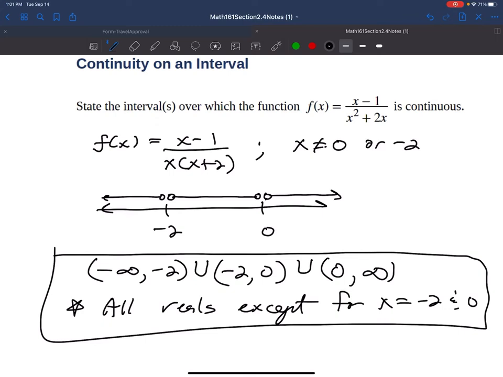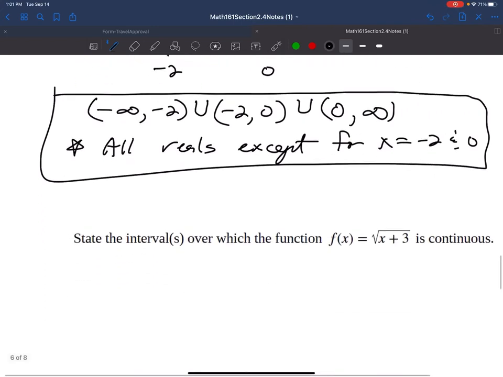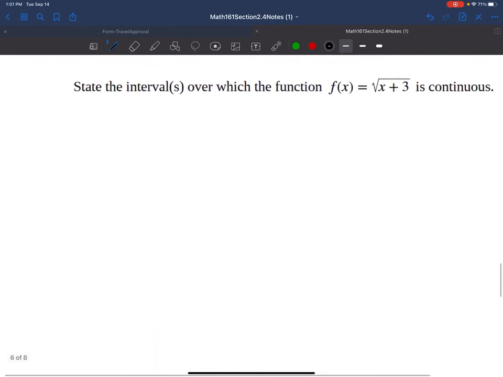So since that's a rational expression, we can just eliminate things that are making the denominator 0. Now, here's a little bit more tricky one. State the interval over which the function f of x equals the square root of x plus 3 is continuous. Well, this one's a little bit more challenging, but not much more challenging.